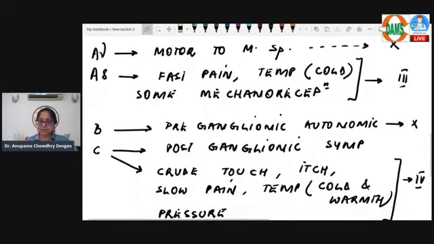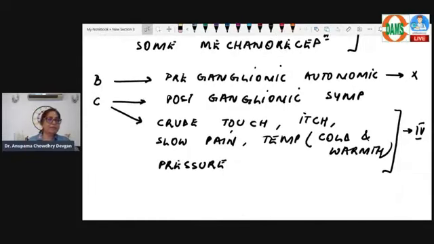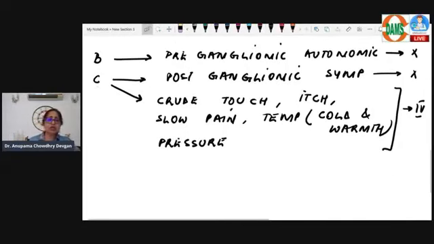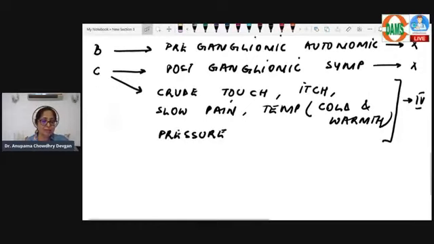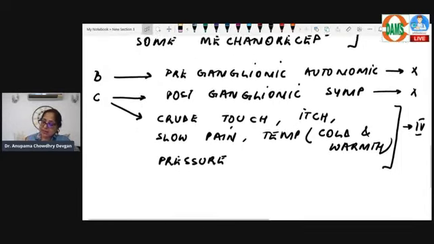A delta is fast pain. It is meant for temperature. It is meant for some mechanoreception. This is type 3. B is preganglionic autonomic, does not have any number. C is postganglionic sympathetic, will not have any number. But C fibers can also be sensory. Sensory means for crude touch, itch, slow pain, temperature, cold and warm, pressure. This is your type 4.